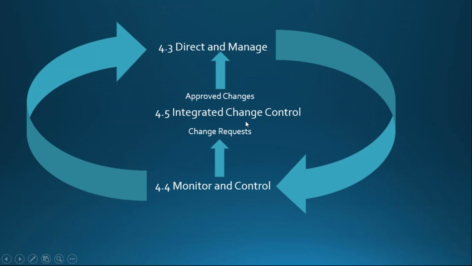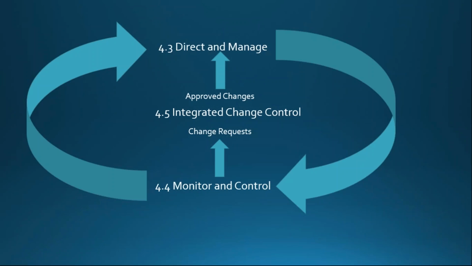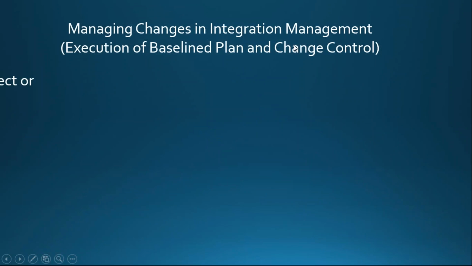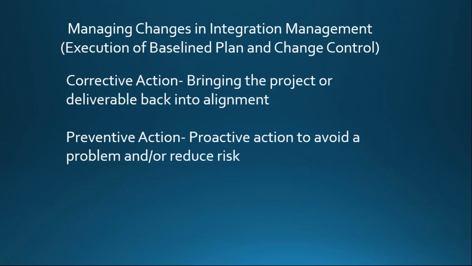All changes, so no matter how they word the question, all changes are subject to integrated change control, all of them, okay? And if it's an approved change, let me go back, I'm sorry. If it's approved through integrated change control, it's put into the workflow, okay? Let me show you in much more depth. Managing changes in integration management is execution of the baseline plan and change control. So it's corrective actions and preventive actions, bring everything back on course, right? So that's the one feedback loop, this is the second feedback.